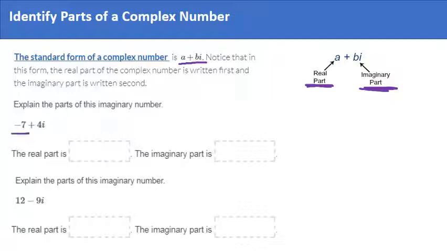So now let's take a look at this one. We have -7 plus 4i. So the real part is -7 and the imaginary part is 4i. Let's look at the next one. 12 minus 9i. So the real part is 12 and the imaginary part is -9i.